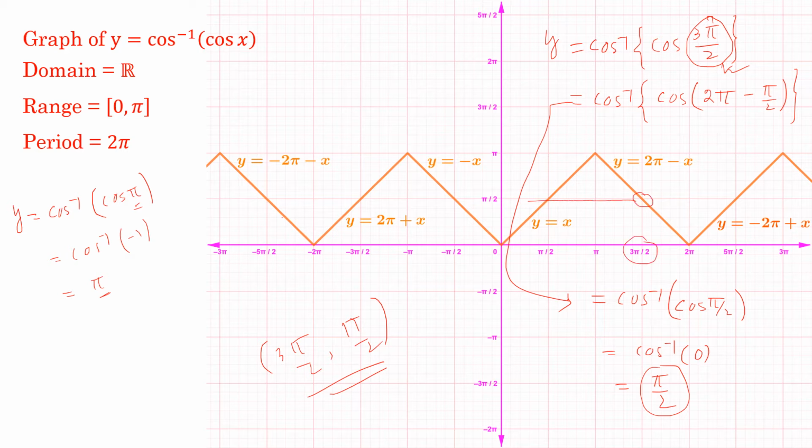You see this point is pi by 2, and for 2 pi, cos 2 pi will be equal to 1, and cos inverse 1 is equal to 0 again. So we will have the point 2 pi, 0. So the graph is from this part to this part, but this time the straight line is with negative slope.